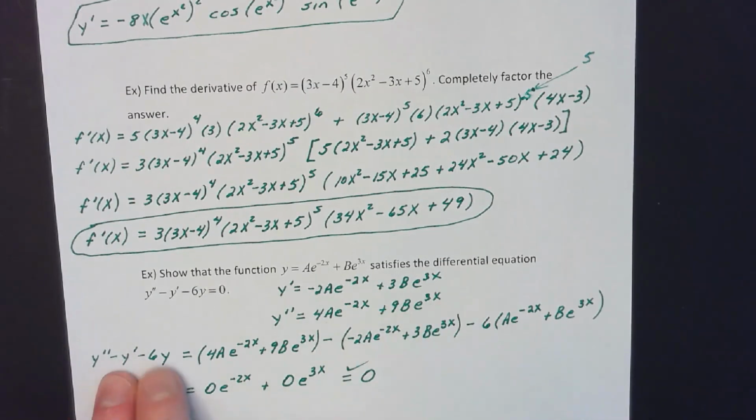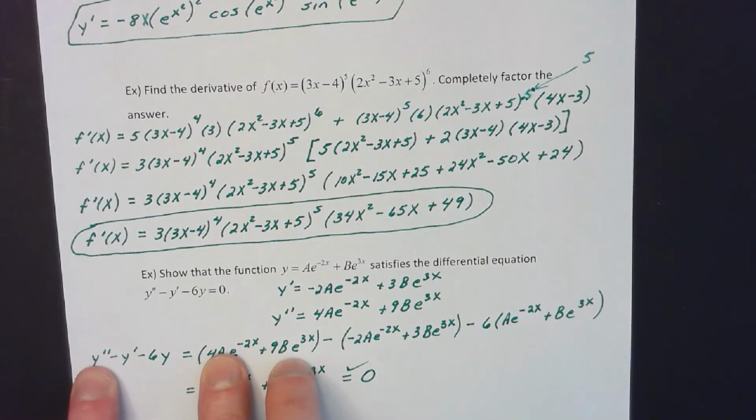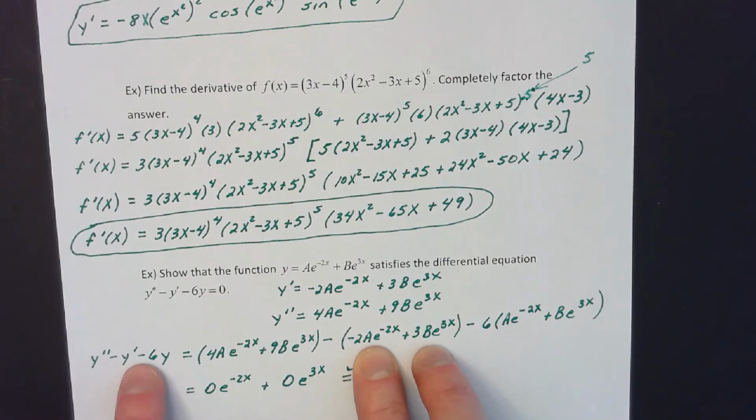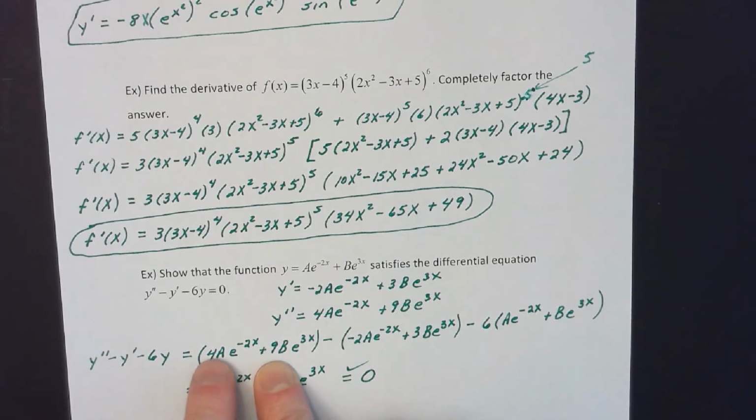Now notice, we were trying to establish that this equation is equal to 0. So I plugged in my second derivative right here, minus the first derivative right here, and then minus 6 times the original function. This must equal 0. Well, if you try to gather like terms, you would have a 4a e to the negative 2x plus 2a e to the negative 2x. That would give me 6a. But then I know that I'm subtracting that 6a e to the negative 2x right here. So in the end, the coefficient of e to the negative 2x is 0.